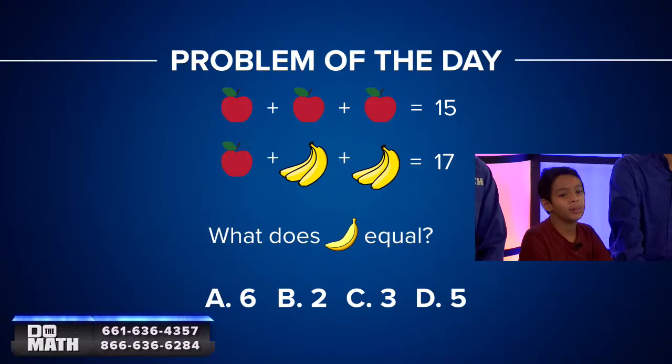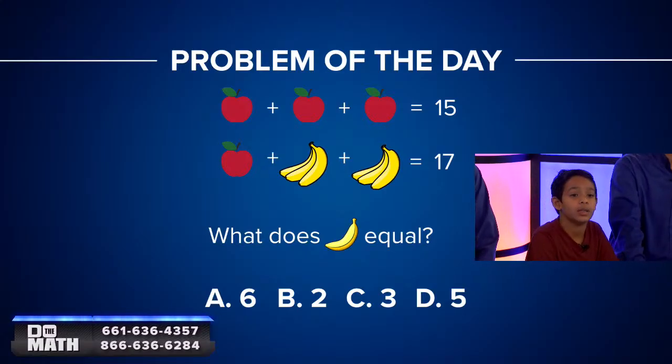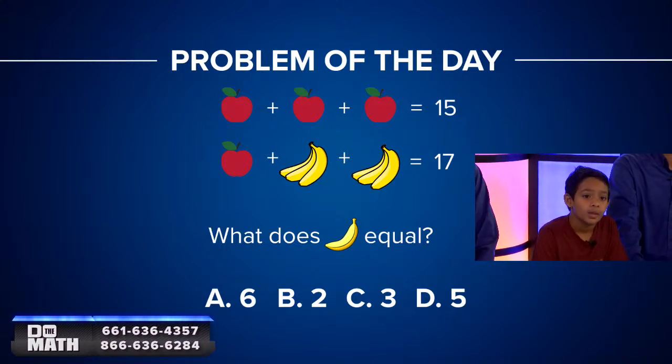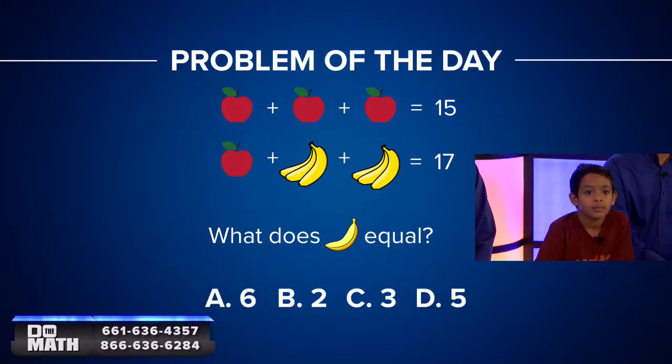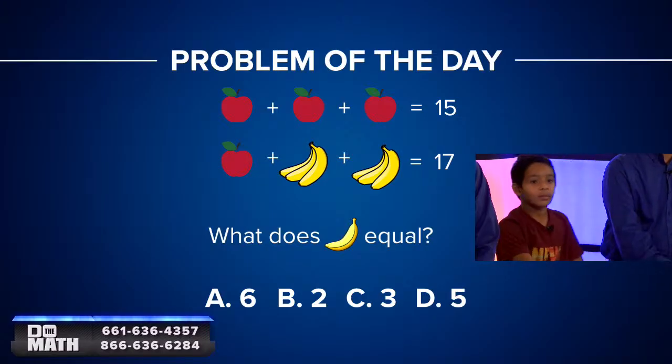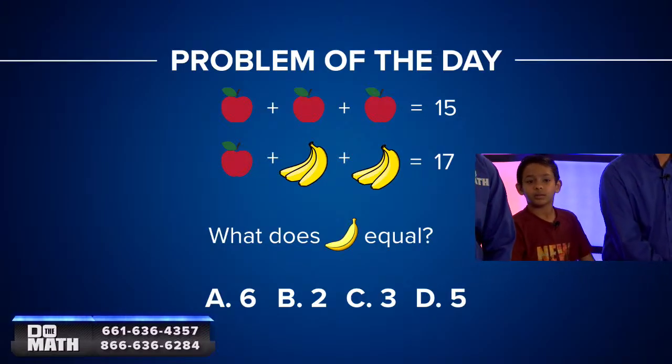Apple plus apple plus apple equals 15. Well, we could just divide 15 by 3, which would be 5. So an apple is 5? I think, yeah. All right, so what do we do with the next one? Then we've got 5 plus bananas equals 17.